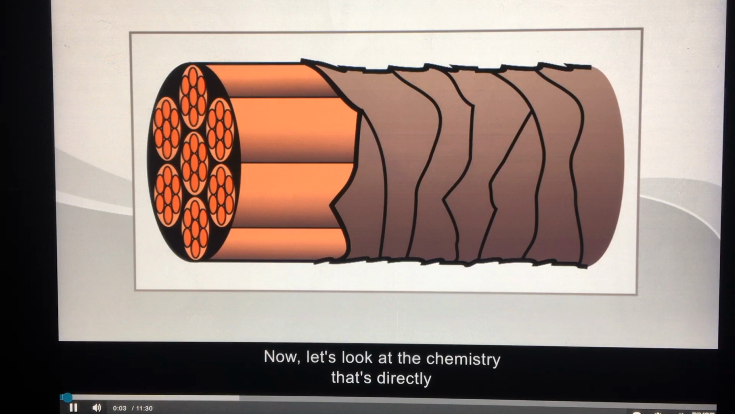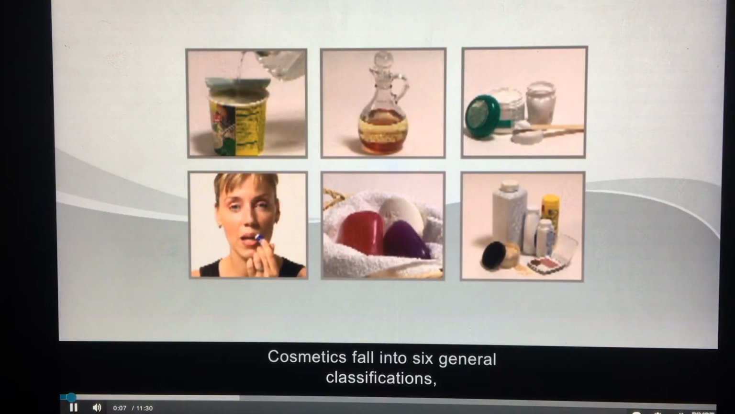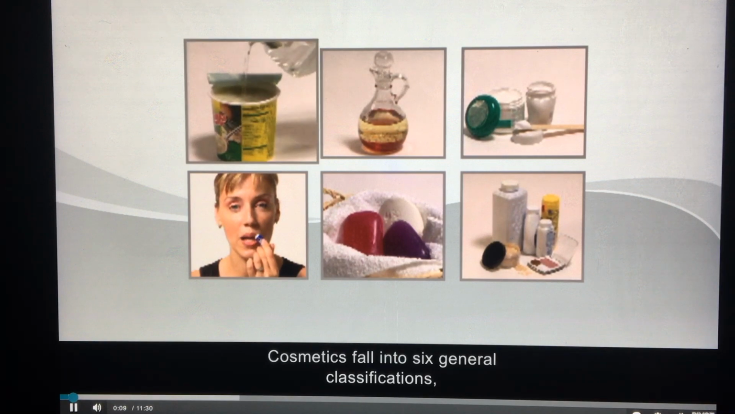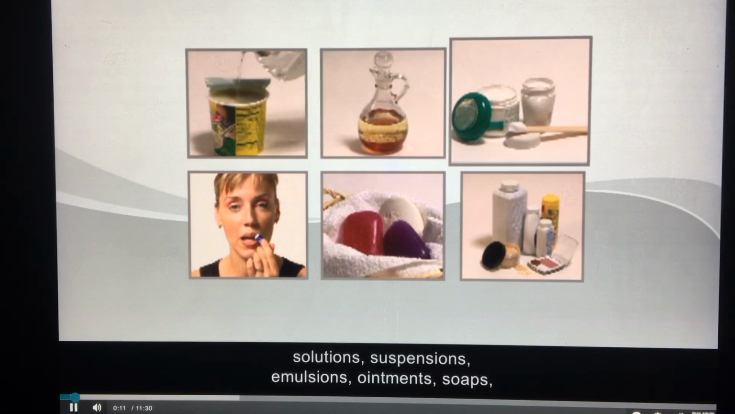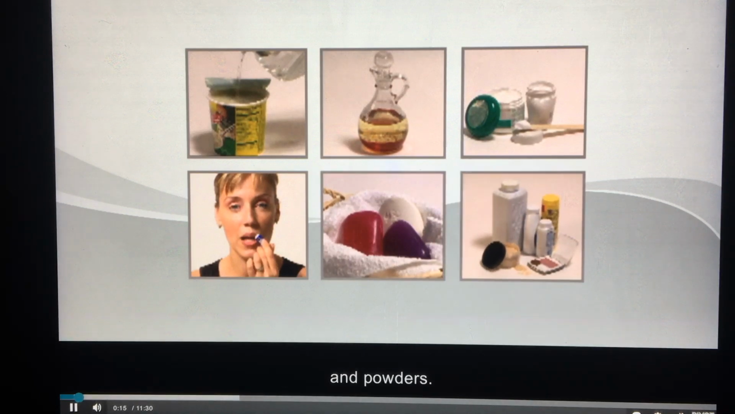Chemistry that's directly related to cosmetics. Cosmetics fall into 6 general classifications: solutions, suspensions, emulsions, ointments, soaps, and powders. Knowledge of these classifications will help you understand product labels and directed use.